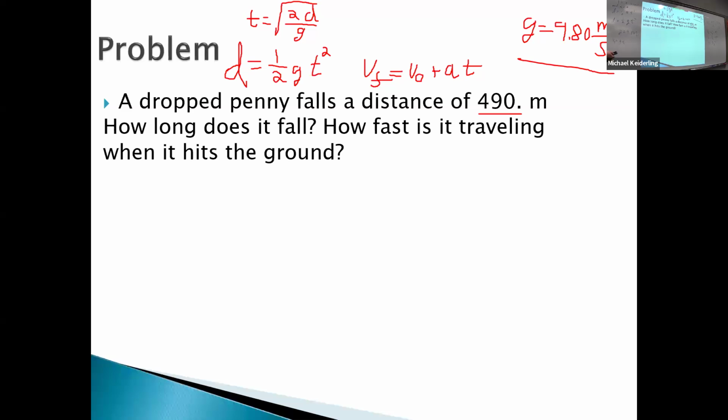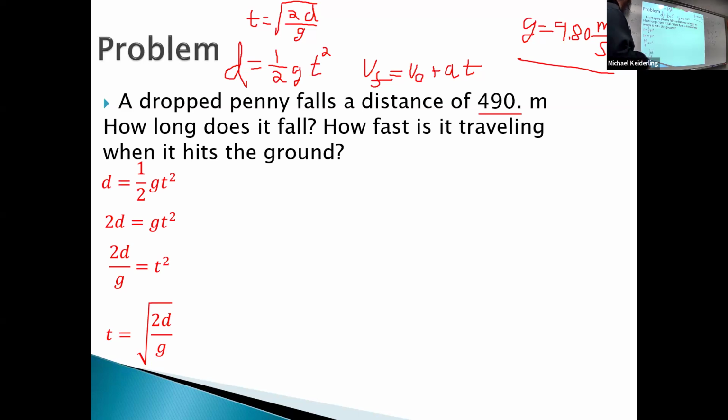So first step, we want to figure out how much time it takes to fall. Well, the distance it falls is 1/2 gt squared. So 2 times distance equals gt squared. 2 times distance over g equals time squared. So time is the square root of 2 times distance over g.